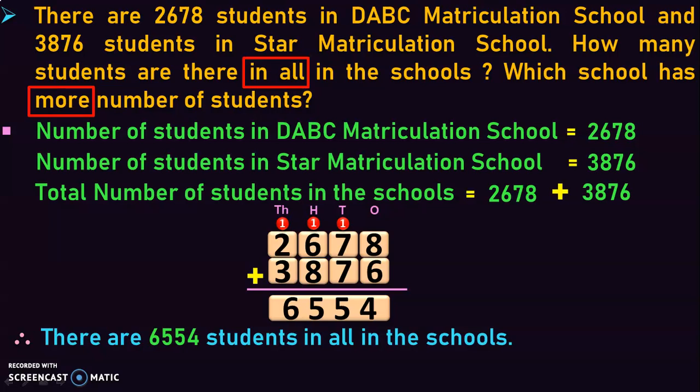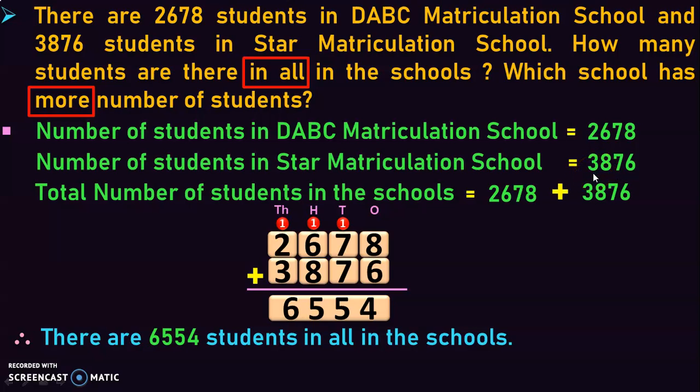There is another question, which school has more number of students? So we'll have to make a comparison between the two numbers 2,678 and 3,876. For comparison, you'll always look at the digits in the thousands place. In this case, thousands place is the leftmost digit because this is a 4-digit number. So in DABC Matriculation School, the 4-digit number is beginning with 2. And in Star Matriculation School, the 4-digit number is beginning with a 3.